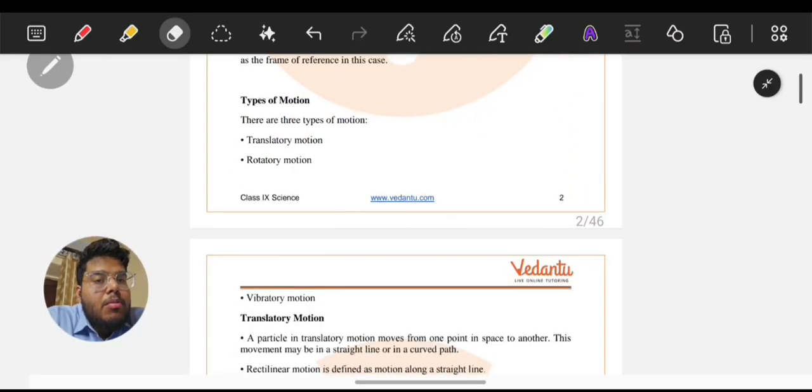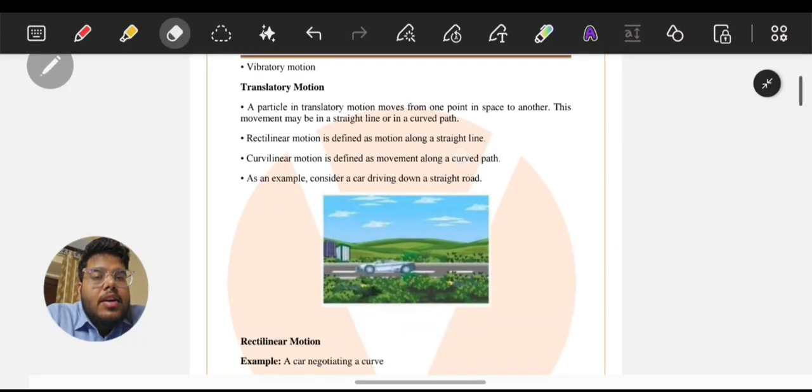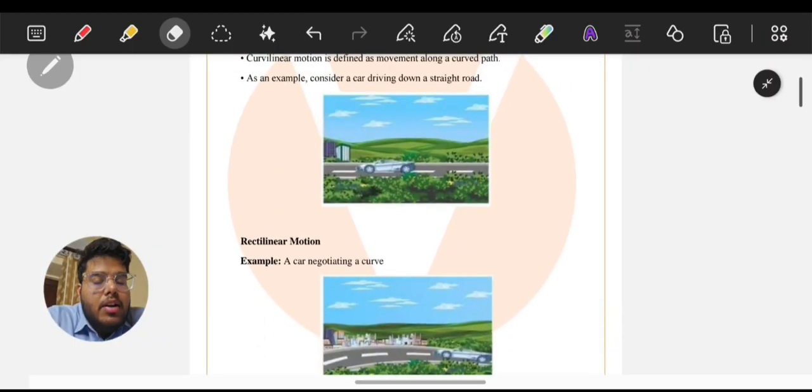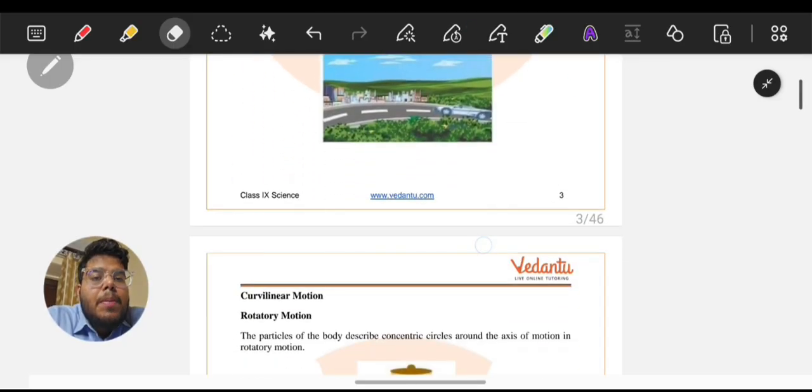Now move on to the types of motion. There are three types of motion: translatory motion, rotatory motion, and vibratory motion. Translatory motion is the motion of an object moving from one point to another point in space, in any path, straight line or curve. If it is moving in a straight line, it is called rectilinear. If it is moving in a curved path, it is called curvilinear. Let us take an example: a car moving on a road is called rectilinear motion. And a car moving in a curved path is called curvilinear motion.